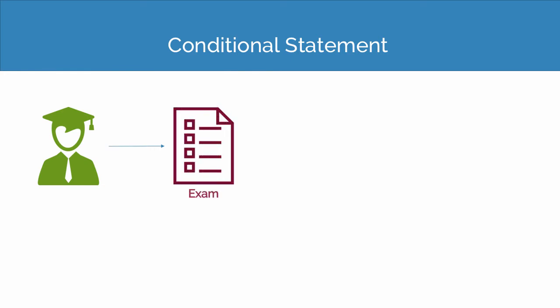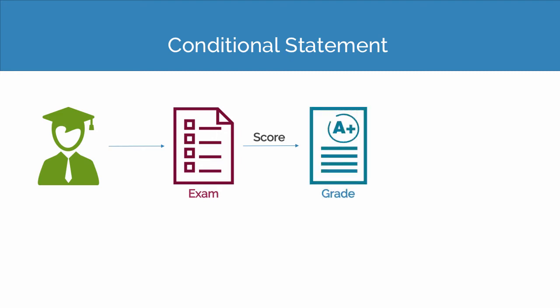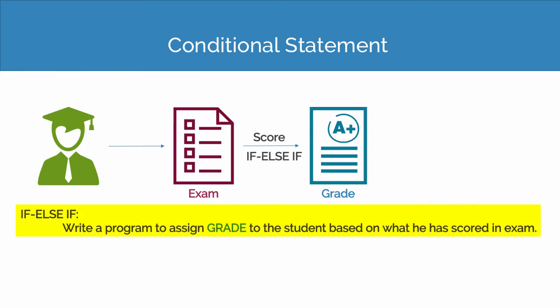Let us take a scenario where we have a student who goes to give an exam. After the exam is over, he waits for his score. Based on the score, he is assigned a specific grade, that is either A, B, C, D, or he has failed. So we are going to calculate the grade of the student with the help of the score by using the if-else-if ladder statement. In this video, we are going to write a program to assign the grade to the student based on what he has scored in the exam.